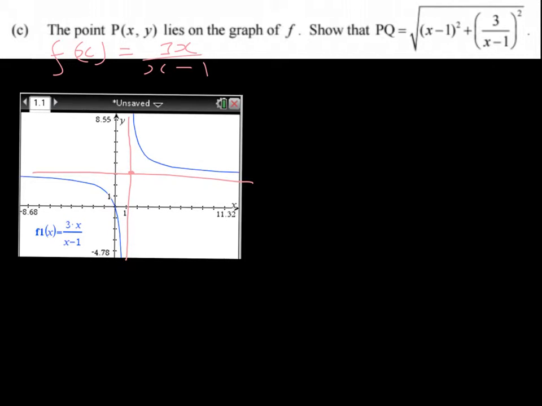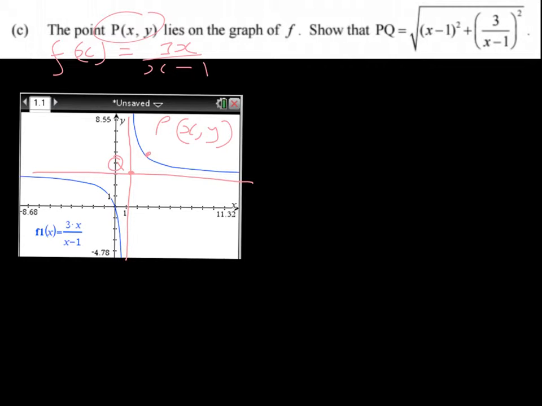And then here we're told that the point P(x, y) lies on the graph of f, and we're asked to show that PQ equals the square root of (x minus 1) squared plus (3 over x minus 1) all squared, which is a little bit intimidating at first, but let's have a look how we can do that. So, suppose we've got some point here, which we'll call P, which is (x, y).